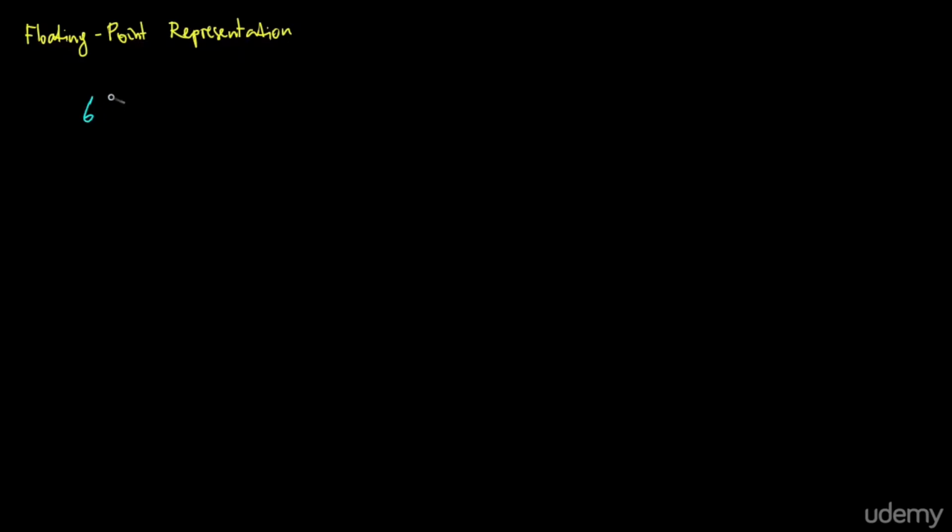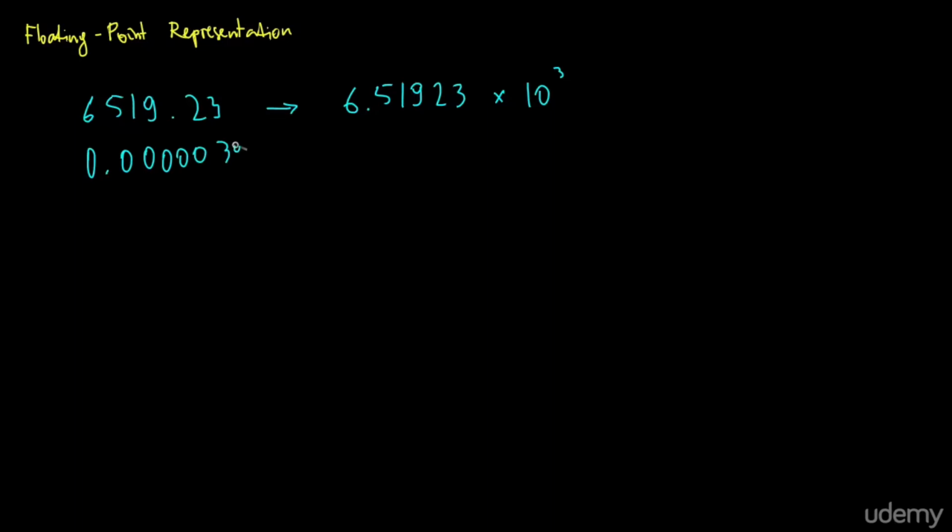So instead of writing 6,519.23, for example, what you would do is write it so that there is only one digit before the dot, so you would have 6.51923 multiplied by 10 to the power of 3 in this case. And similarly, if you had a very small number, let's say 0.00000391, you would change this into 3.91 times 10 to the minus 6.